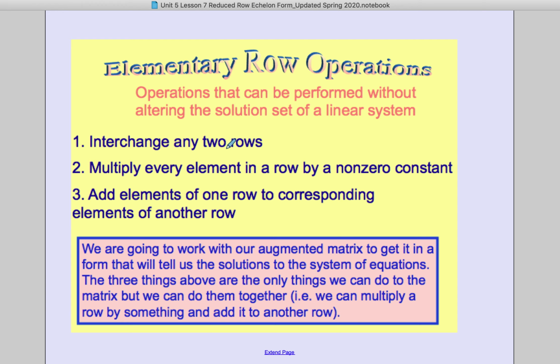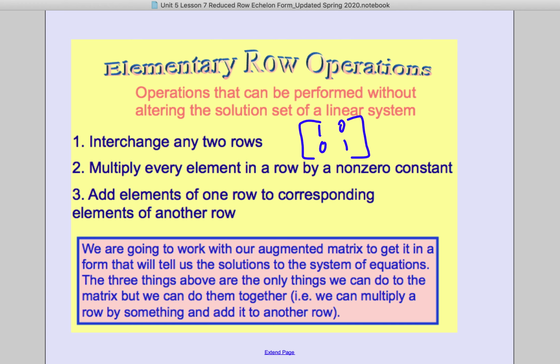So, elementary row operations, okay? What we're going to try and do is get the identity matrix in a reduced row echelon form. Just to remind you, in a 2 by 2, our identity matrix is 1, 0, 0, 1. Okay, so this is going to be our goal. And the way we can do that is you can interchange two rows, you can multiply every element in a row by a non-zero constant, and you can add elements of one row to corresponding elements of another.